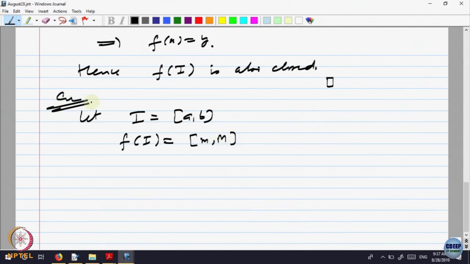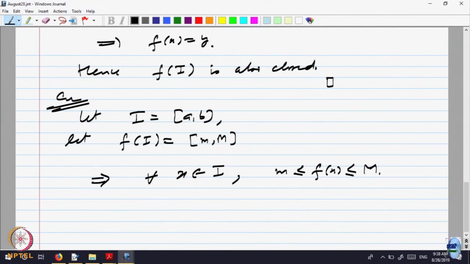So let us write a corollary of the above. What does it imply? What does it mean that the range f of I is the closed bounded interval small m to capital M? That means for every x belonging to I, m is less than or equal to f of x is less than or equal to capital M. That means small m is the smallest value of the function and capital M is the largest value of the function on the interval [a, b].